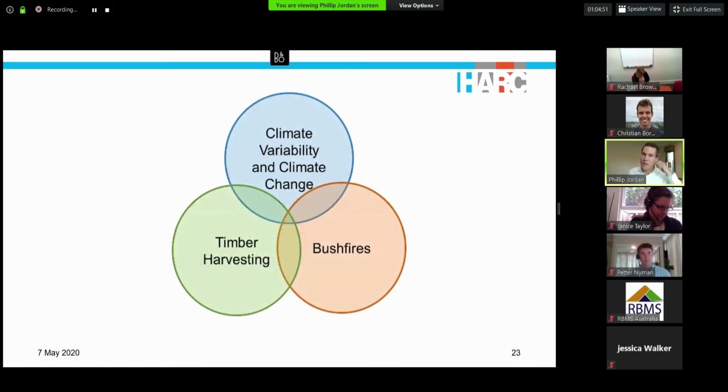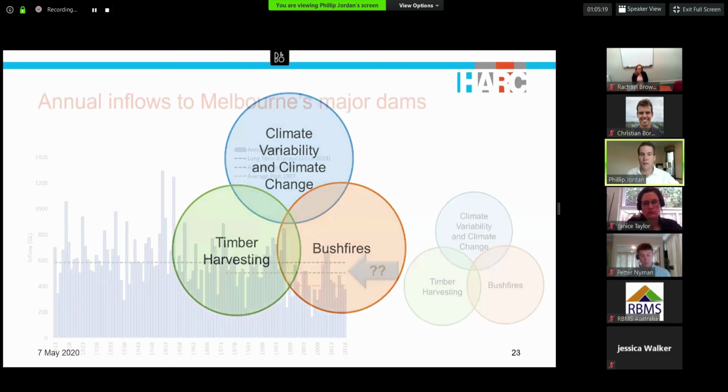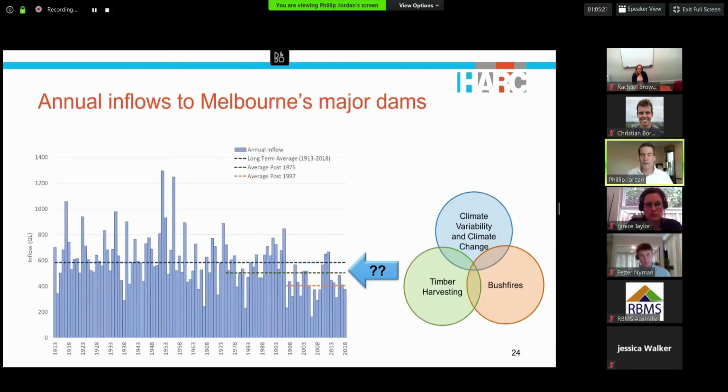So the important thing to note there is that there's really these three elements that interplay. There are the bushfires, there's climate variability and climate change, which is a significant factor in southeastern Australia, or in all of southern Australia over the last couple of decades. And the last one is timber harvesting, which does occur across many parts of forested catchments in Australia. And all of these interact.